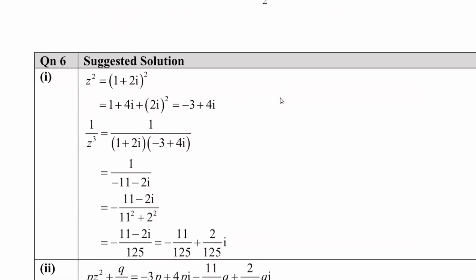So yeah, z square is minus 3 plus 4i. Then 1 over z cube, it will just be 1 over z square times z. Then you multiply out, you get minus 11 minus 2i. That's fine. You don't need to show the working for this one, to be honest. To save time, you can work it out at the side, I guess.